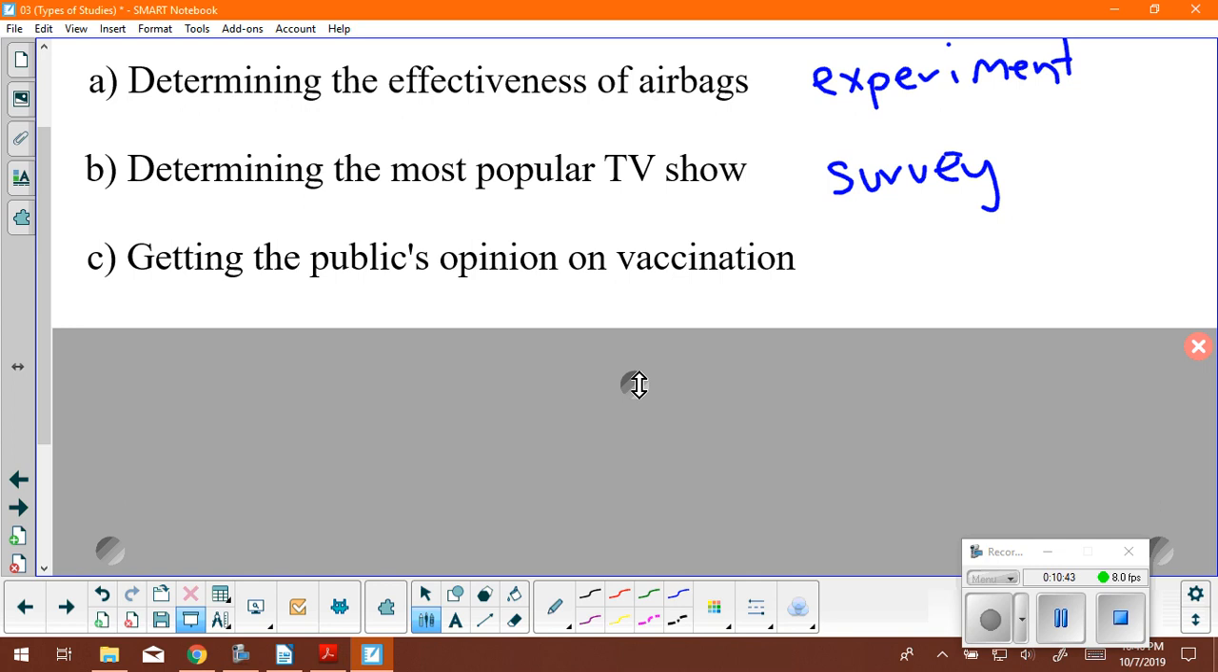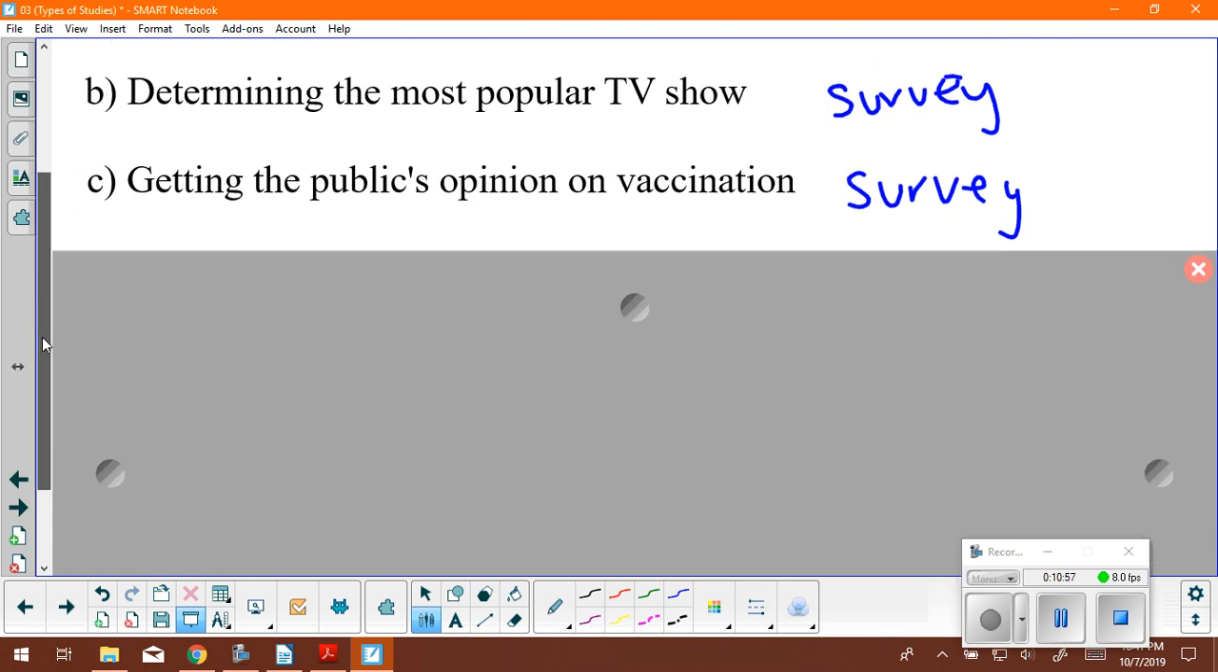Okay, getting the public's opinion on vaccination, which is a touchy subject for some people. Okay, and again, it's going to be a survey. You need to talk to people to get the information from them directly.